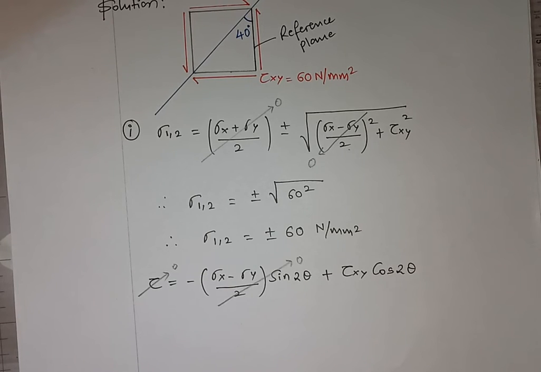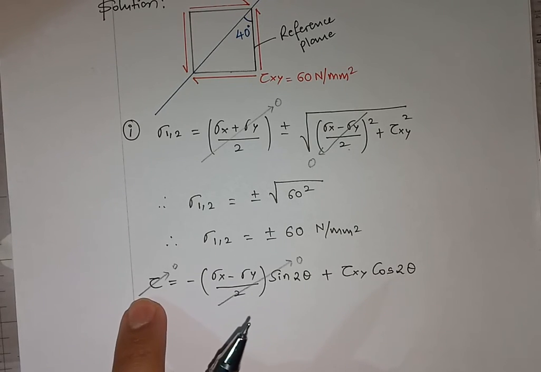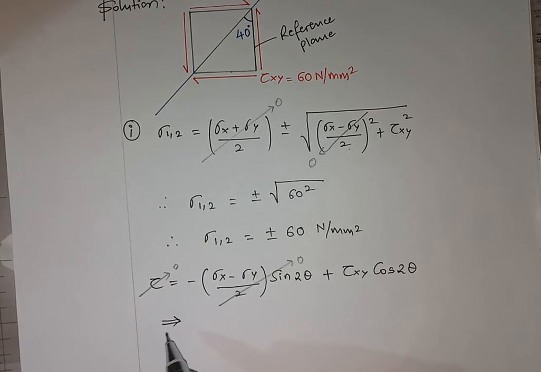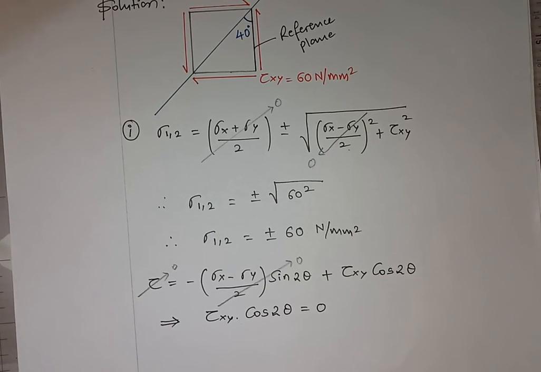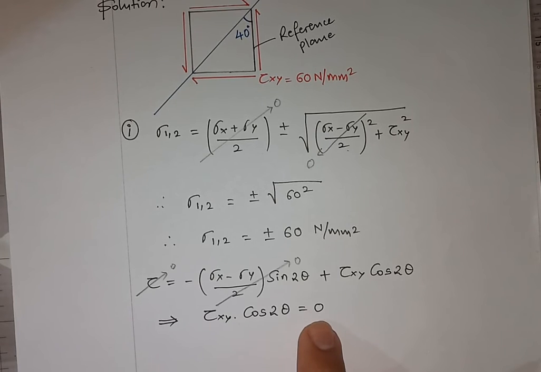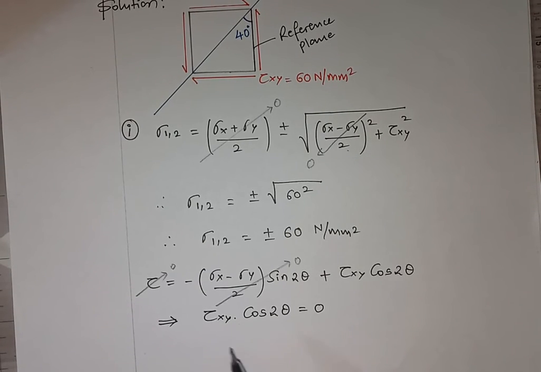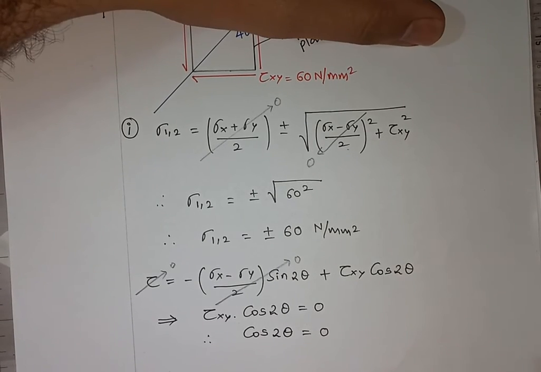Right? So what I can say here, when your left hand side is equal to 0, it implies that tau xy into cos 2 theta is equal to 0. Right, now you just give it a thought. Can tau xy be equated to 0? Shear stress can be 0? No, because he has given the value of shear stress in the problem, 60. So tau xy cannot be 0. Right, therefore the only thing which can be 0 is cos 2 theta. Cos 2 theta can become 0.